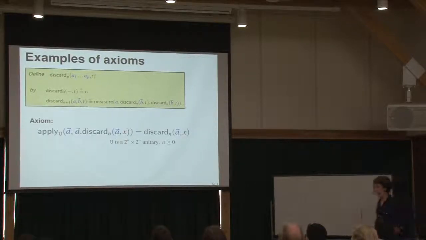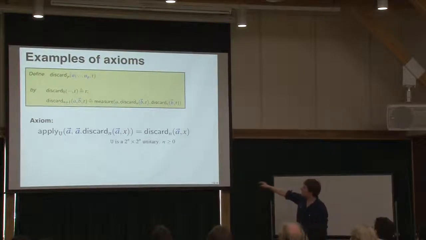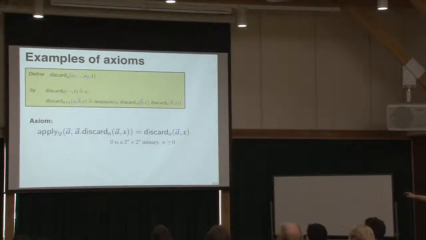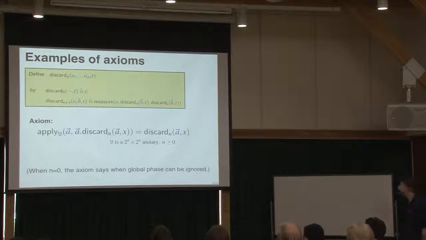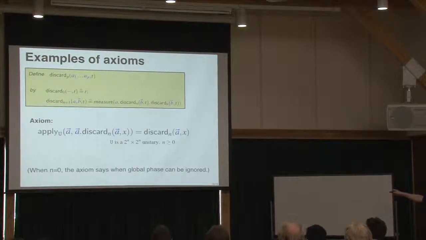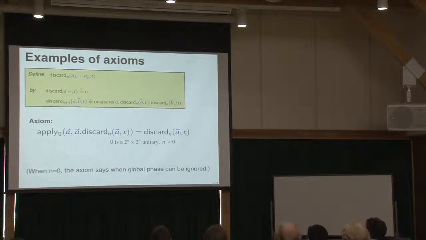And now my axiom, which is really an axiom scheme, says if I apply a unitary and then I discard all the things involved in that unitary, I needn't bother applying the unitary. This is my third interesting axiom. And in particular, when n is 0, this says that global phase doesn't matter, because a 2 to the 0, 1 by 1 unitary, is just a phase rotation. So these three axioms I think of as the three key axioms. I think they're intuitive, I think they make sense.